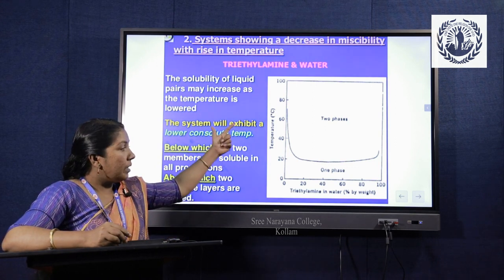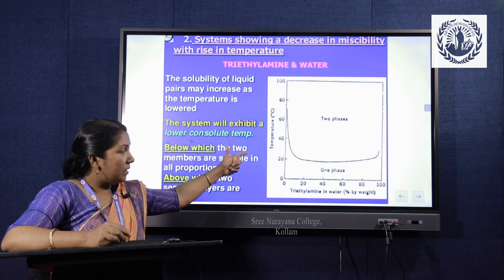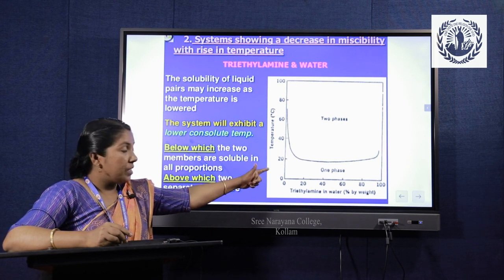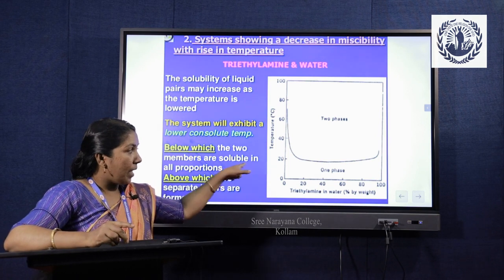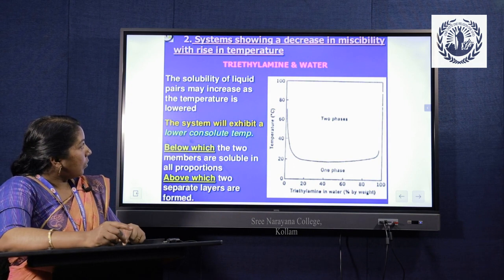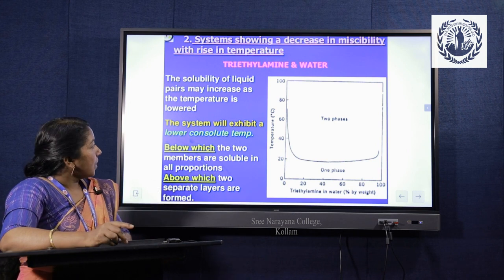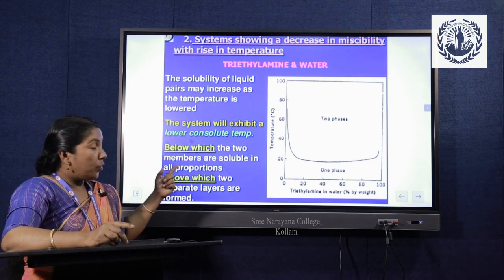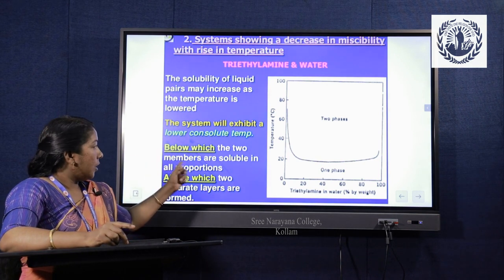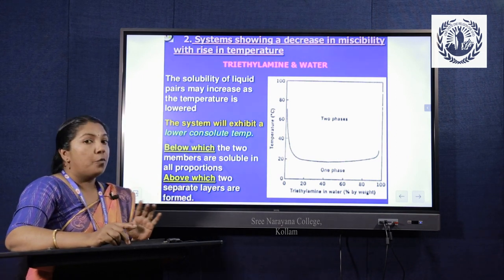So, here you can see with the increase of temperature, the two phase region is going down, that is, the miscibility is decreasing, and when the temperature is decreased, finally it merges into one phase. It is shown here, a parallel graph, which means one phase is existing. So, the solubility of the liquid phase may increase as the temperature is lowered, as in this case. This type of system is said to possess a lower consolute temperature. Below this temperature, the two members are soluble in all proportions, above which two separate layers are formed, or they exist as two phases.